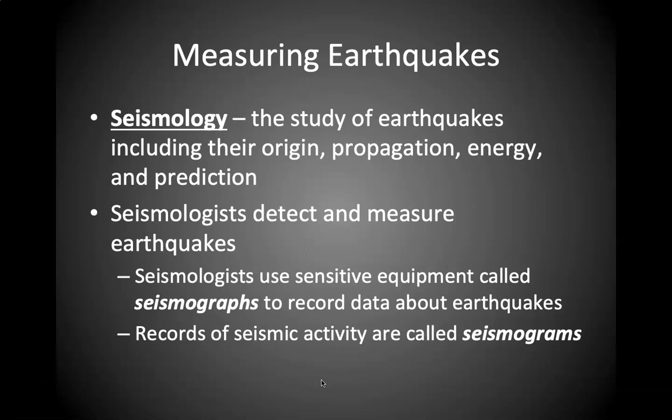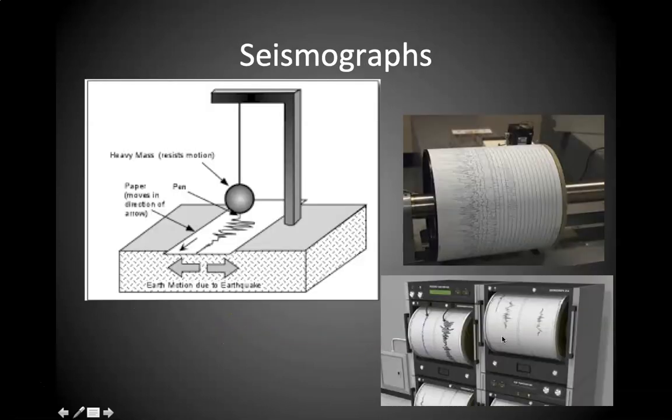And what they use in order to do that is what is known as a seismograph. A seismograph is used in order to record the data of the earthquakes, and what it will give us is what is called a seismogram. Okay, so seismographs give us seismograms. And here's what that looks like.